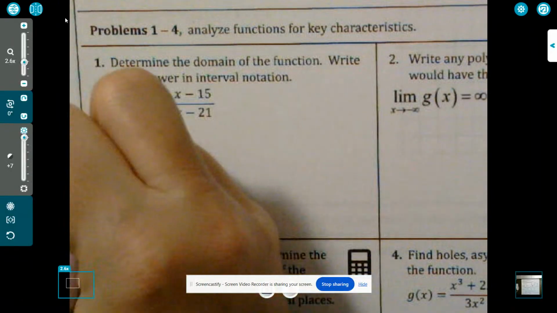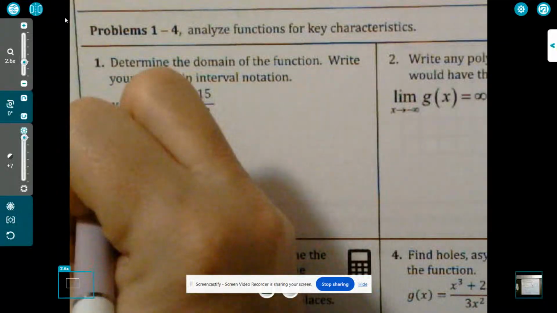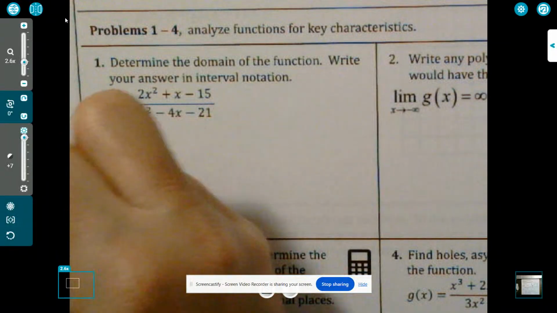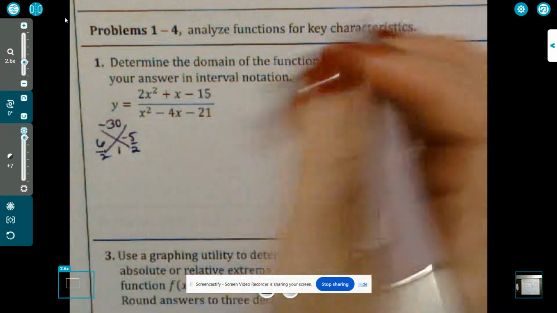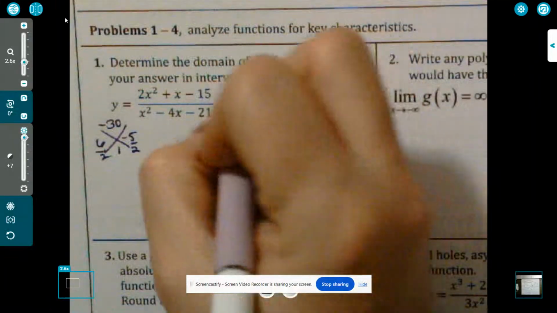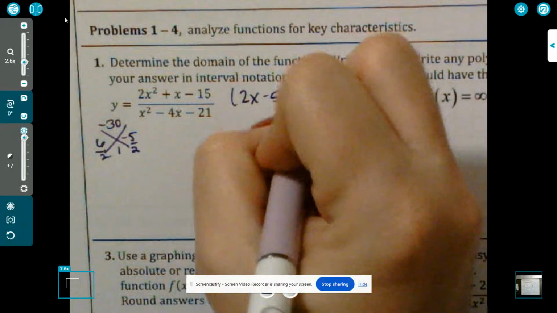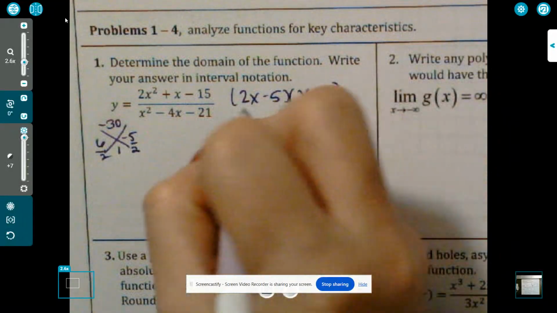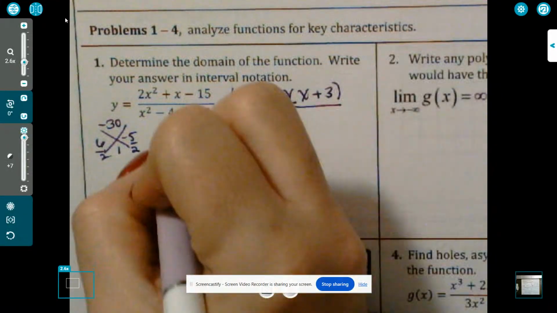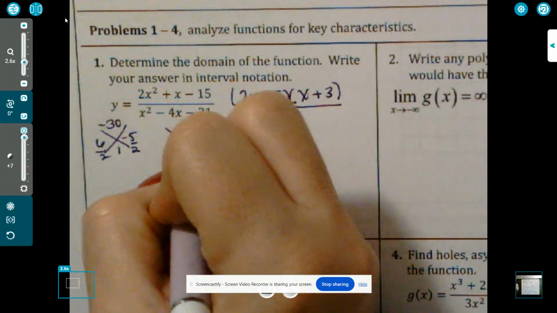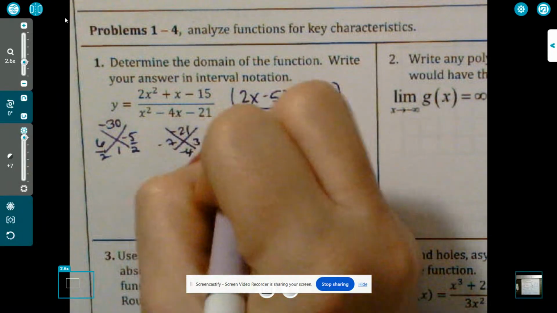2 times negative 15 is negative 30. So that's going to be 6 and negative 5. But those have to be divided by 2. So that's going to give me 2x minus 5 and x plus 3. The denominator would be negative 21 and negative 4, so negative 7 and positive 3.